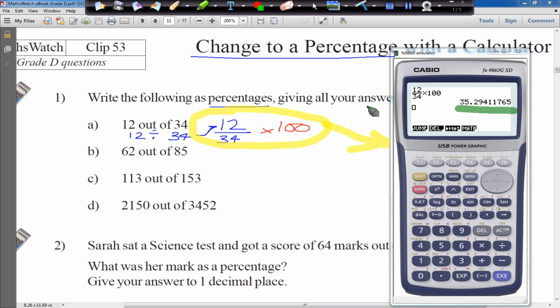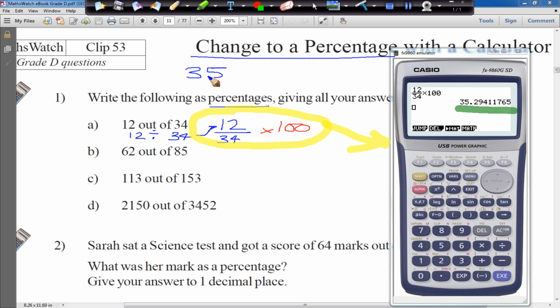It says give your answer correct to one decimal place. Now let's analyze the question of one decimal place on the sheet. Give all answers correct to one decimal place. Are we on the same sheet? Yeah, one decimal place. So let's copy out this number here and see what that means.